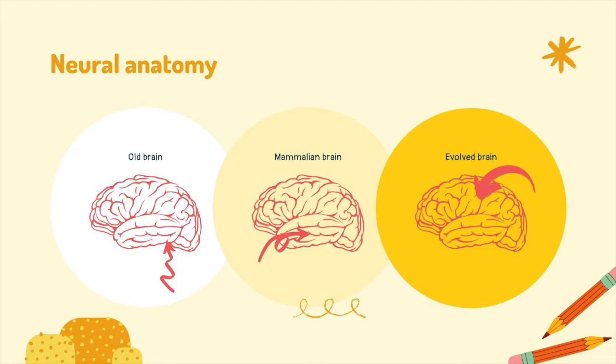Next is the limbic system, or the mammalian brain. This comprises the famous hippocampus, amygdala, and hypothalamus. These allow us to form memories and experience emotions, which then dictate our conscious and subconscious behavior.